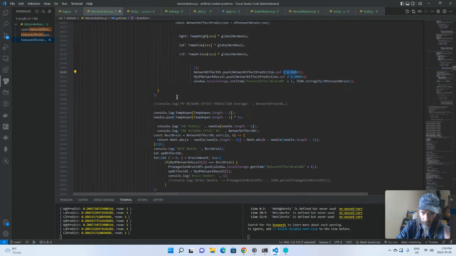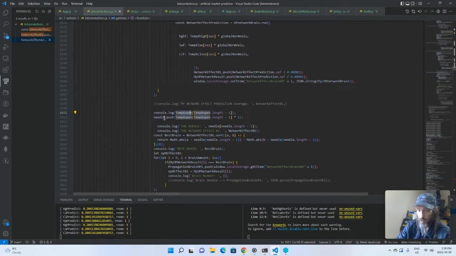So now I start here. What is my temporary X open? Well, it's coming straight from Binance. Binance gives you 500 pieces of data. I want to go fetch the latest one, which is position 499, because it starts with zero position. So it's the length minus one.